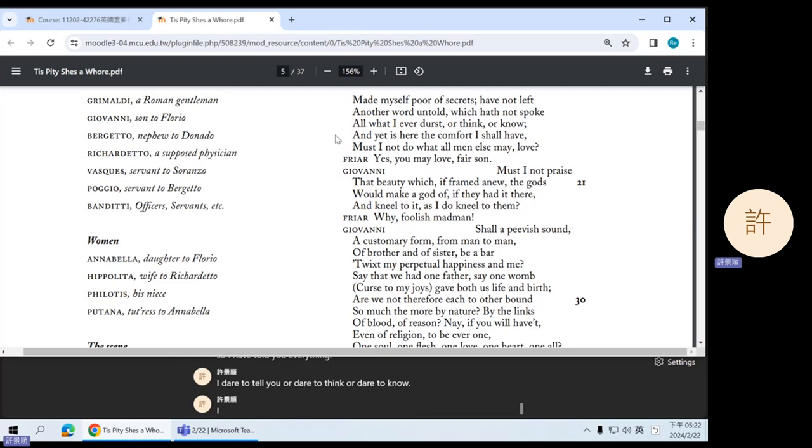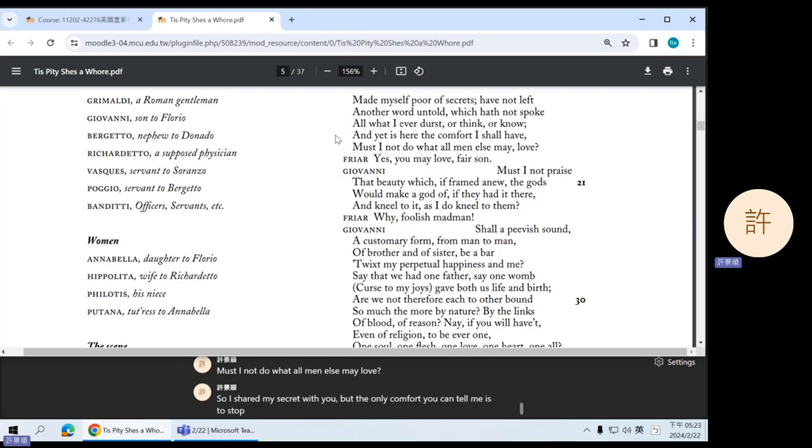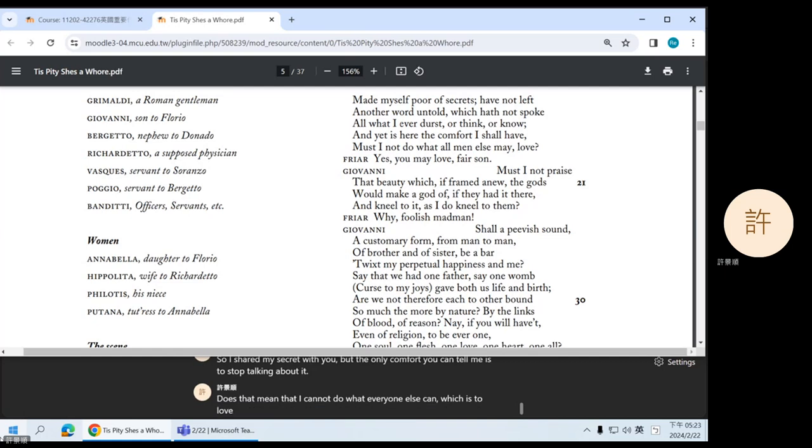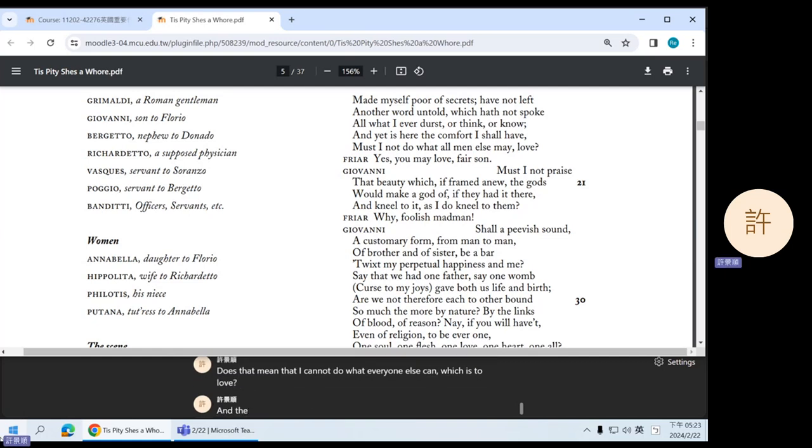I've told you everything. And yet, is here the comfort I shall have? Must I not do what all men else may love? So I shared my secret with you, but the only comfort you can tell me is to stop talking about it? Does that mean that I cannot do what everyone else can, which is to love? And the friar says, yes, you may love, fair son.